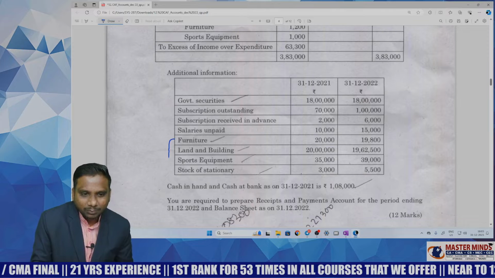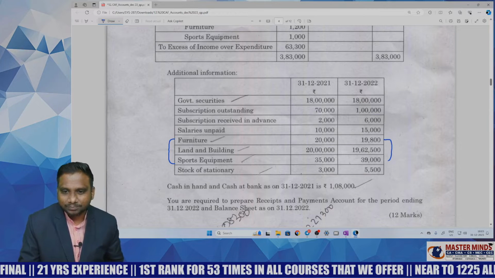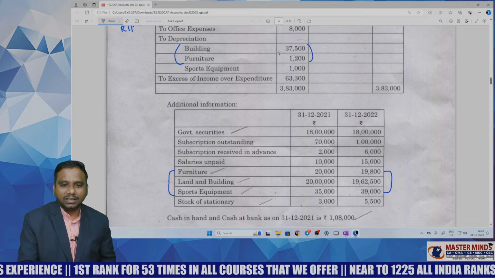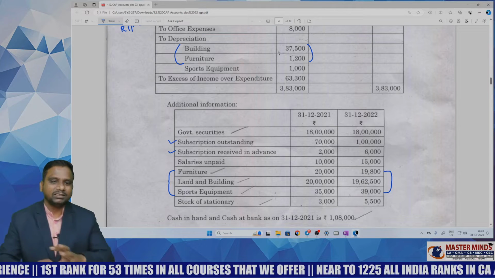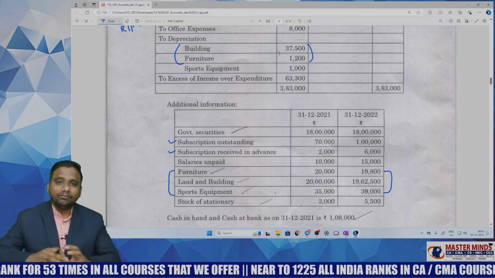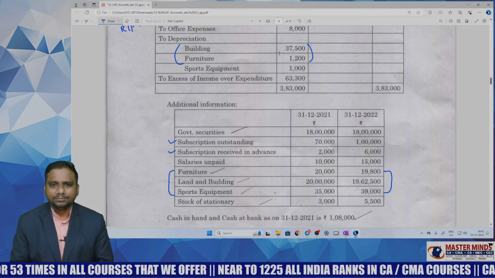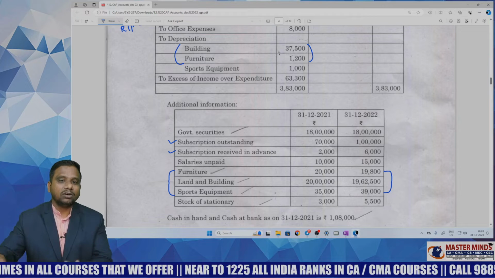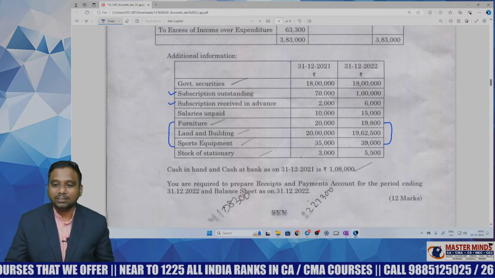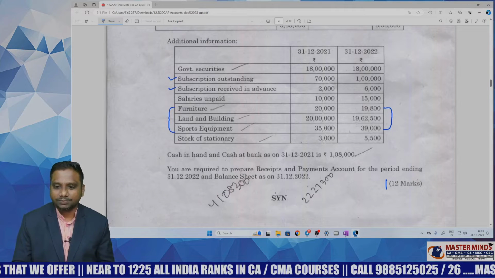Here some students may feel difficulty in the depreciation concept. Except this and subscriptions, there is no difficulty. At least every student can solve 50 to 60% of the question easily, because if they know which item is recorded in which place, then they can score easily. Stunningly, this is for 12 marks, students.